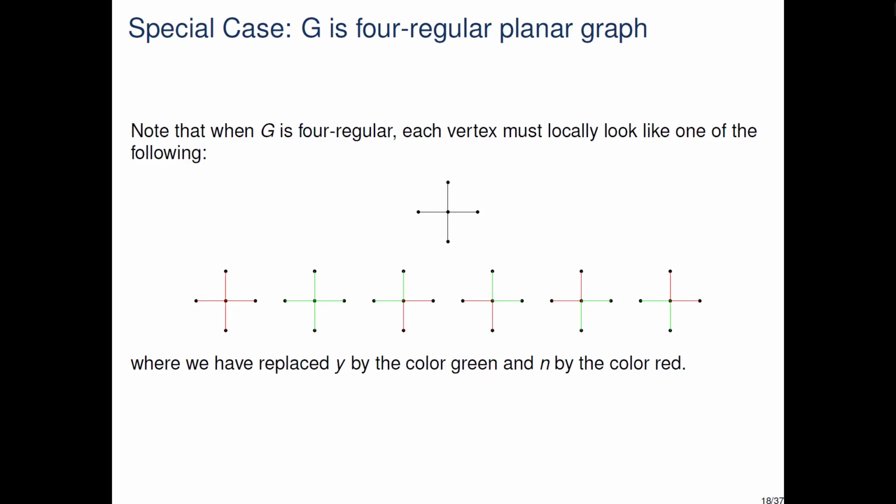If G is a 4-regular planar graph, then around each vertex the condition for Lucas coloring tells you there is exactly one of these 6 possible coloring schemes. If you know the FPL model, the fully packed loop model, the last 4 coincide with the fully packed loop models. However, the first two are kind of new.